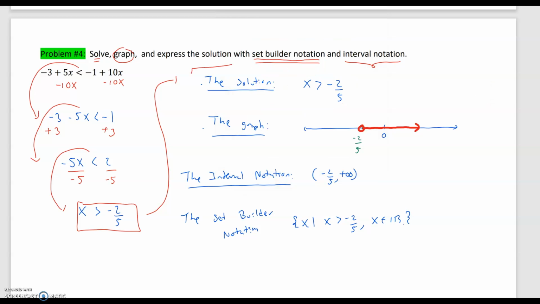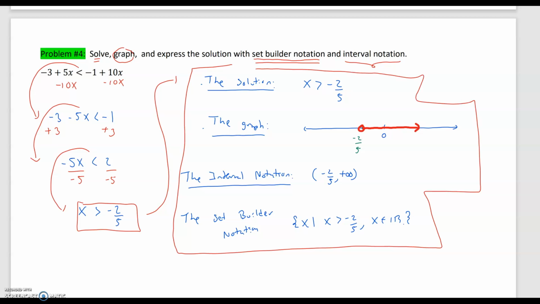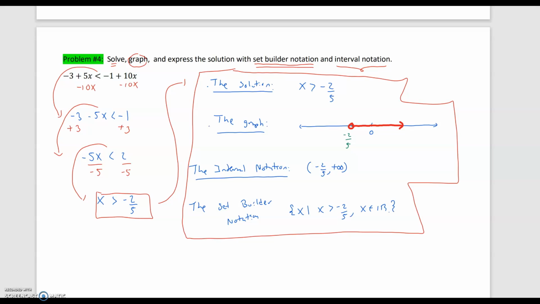So this particular one wants all the pieces of the solutions that we've done. And that's it for this one. Let me just take another look. Subtracting the 10x, that gives us a -5. Adding the 3, that gives us a 2. Division flips the inequality. And all the other solutions are correct. That's it for this problem.